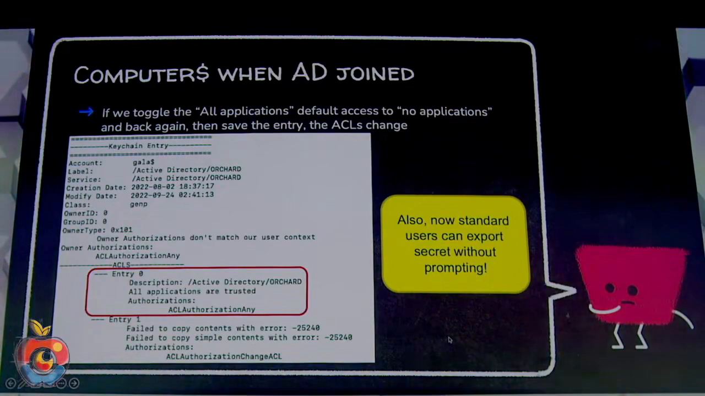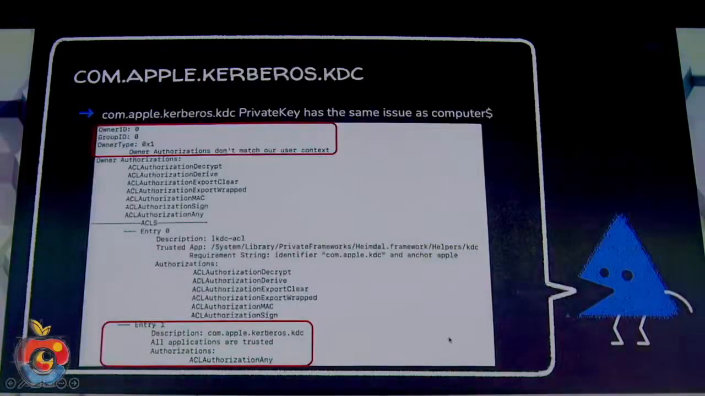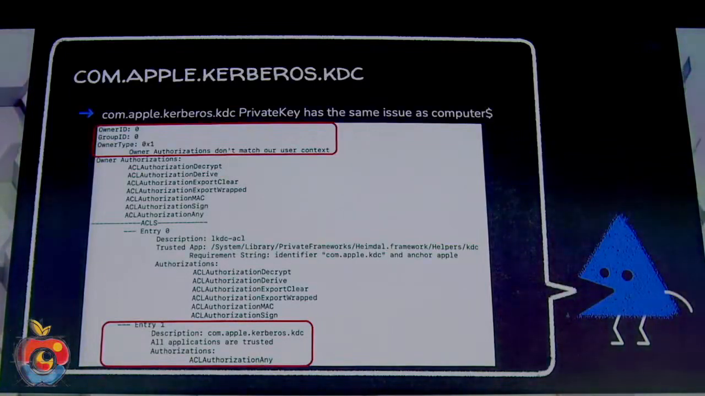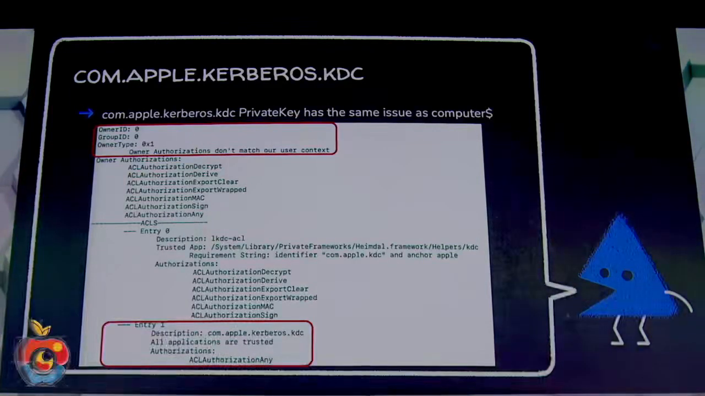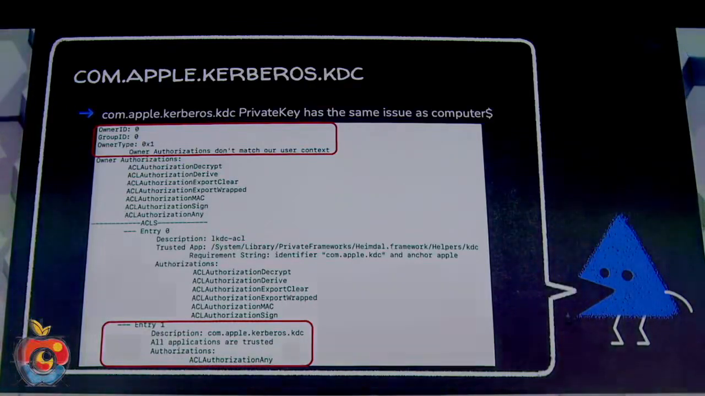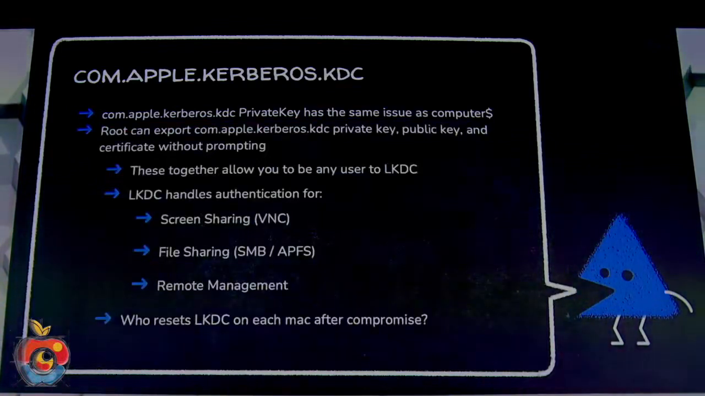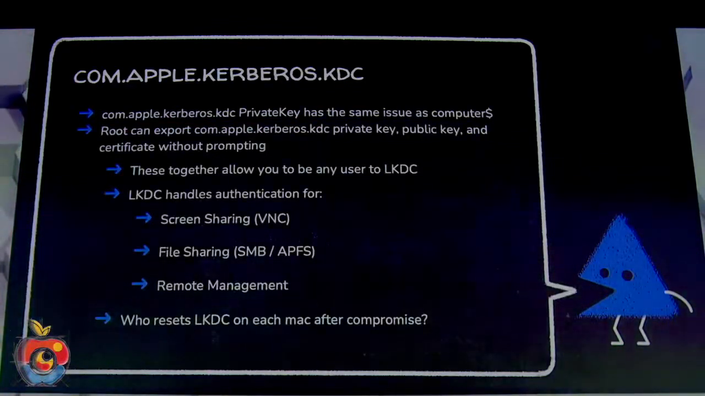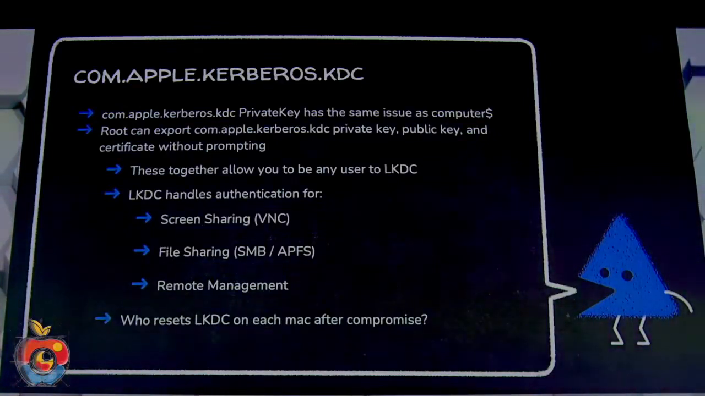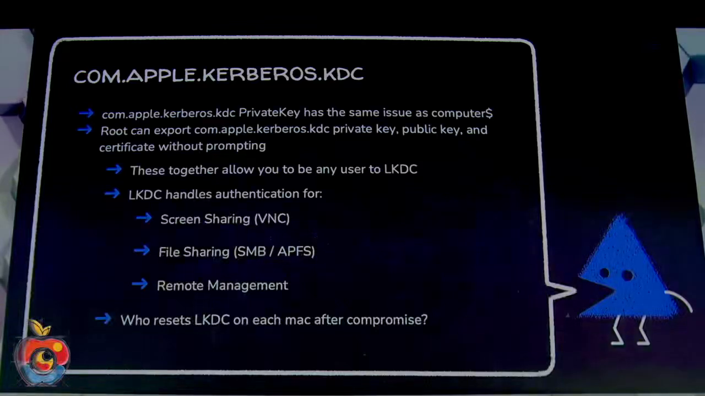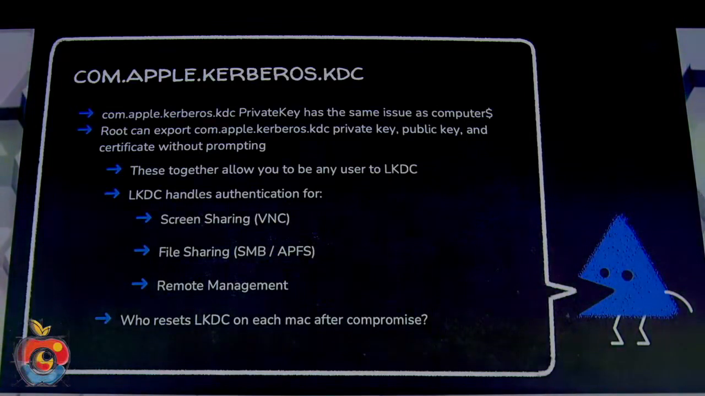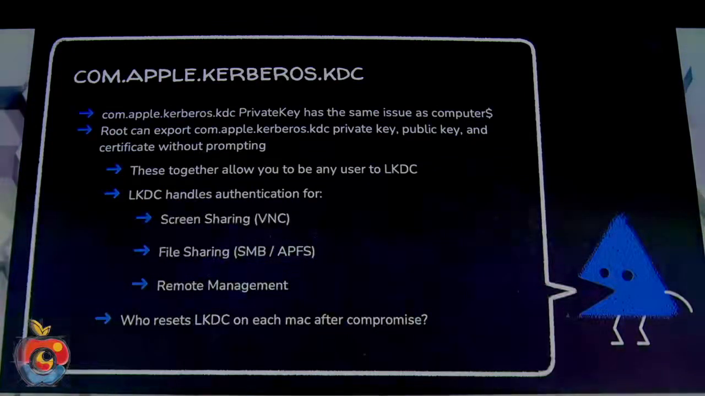The same sort of thing happens with your com.apple.kerberos.kdc. This means that as root, you can go through and pull out the private key, public key, and certificate for the local Kerberos on every Mac without causing any sort of pop-up. What that means, what I like offensively, but it kind of sucks defensively, is that if you have, like we see in a lot of places, non-Active Directory joined machines, and you pull out the private key, public key, and certificate, you can forge TGTs and service tickets back to that computer.